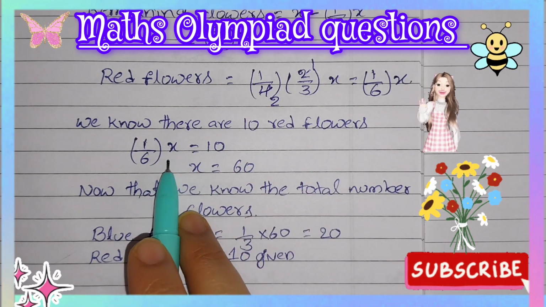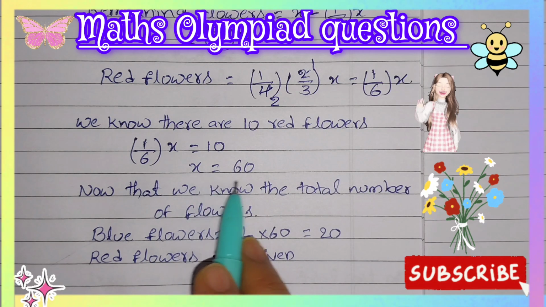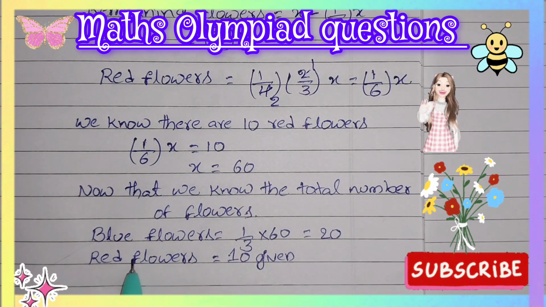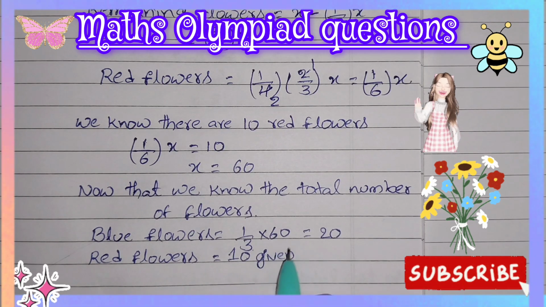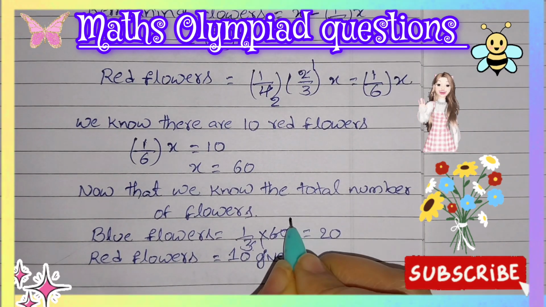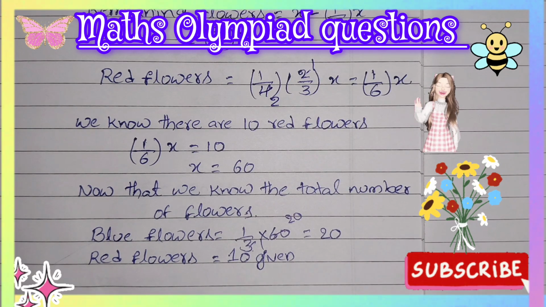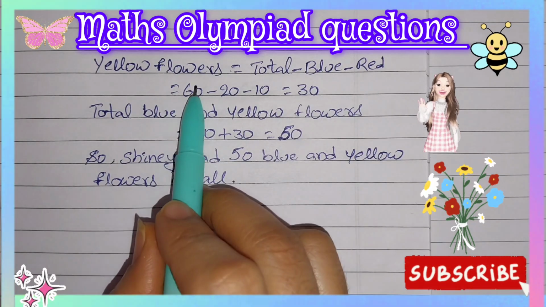2 1s are 2, 2 2s are 4. So that is 1/6 of x. We know there are 10 red flowers, so 1/6 of x equals 10. X equals 60. Now that we know the total number of flowers, blue flowers equals 1/3 of 60. 3 1s are 3, 3 20s are 60.